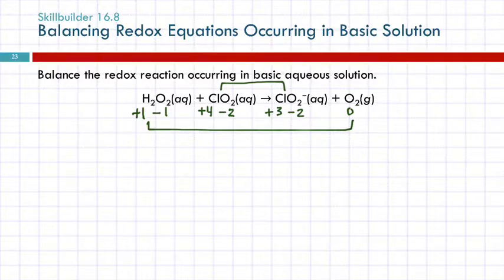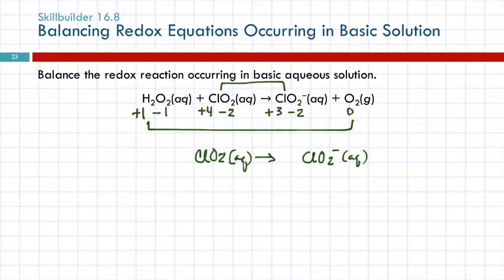So I'll write those down. I've got ClO2 aqueous, and that's going to go to ClO2 minus aqueous. And then I've got H2O2 aqueous going to O2 gas. Those are my two half reactions.